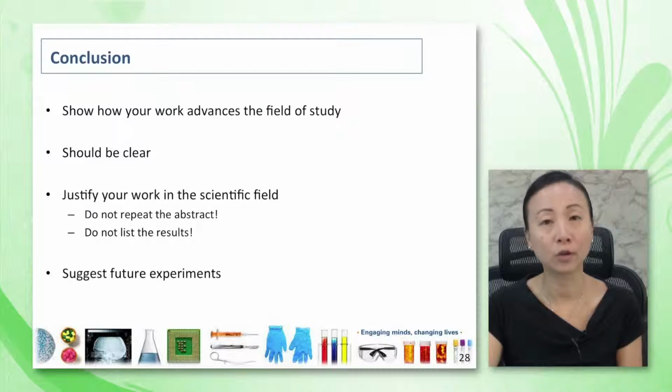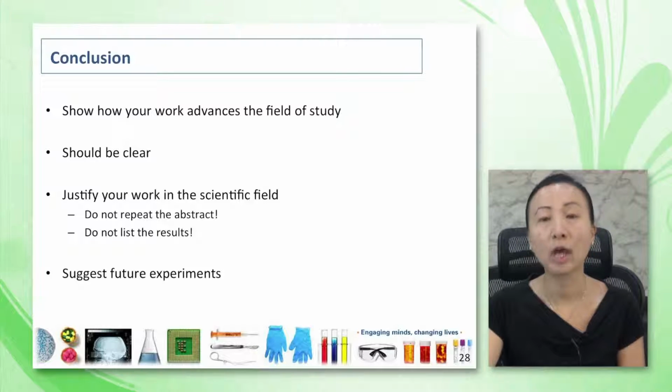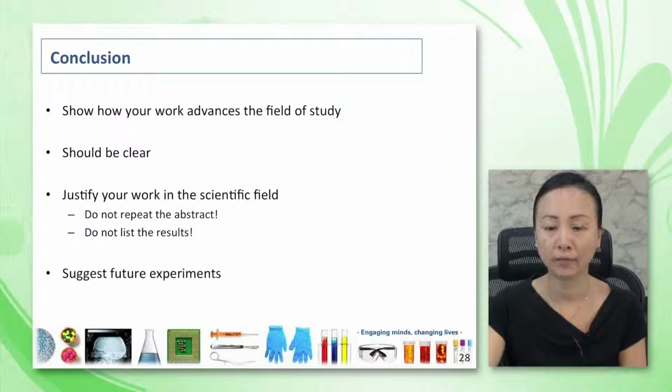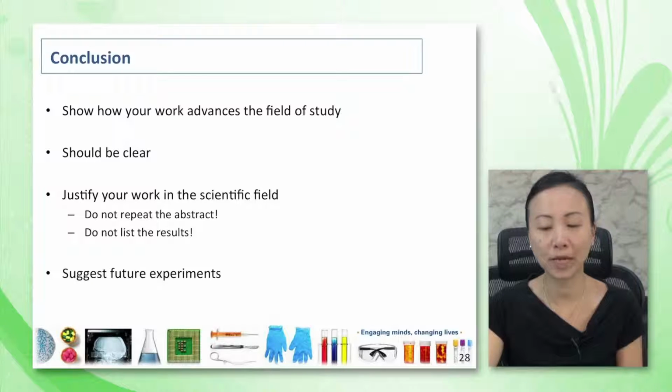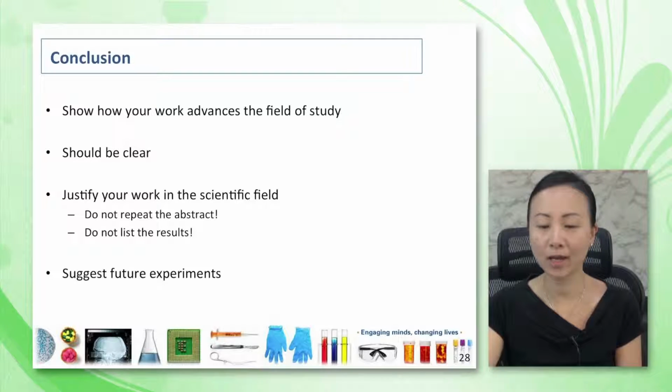Now we move on to the conclusion. Depending on the journal, the conclusion section may not have its own heading and just be the last paragraph of the discussion section, or it may be a separate heading, or it may be a separate section with its own heading. Whichever form it takes, its function is the same. It is used to show how your work advances the field of study from the present state of knowledge. It should be clear to help editors and reviewers judge your work.